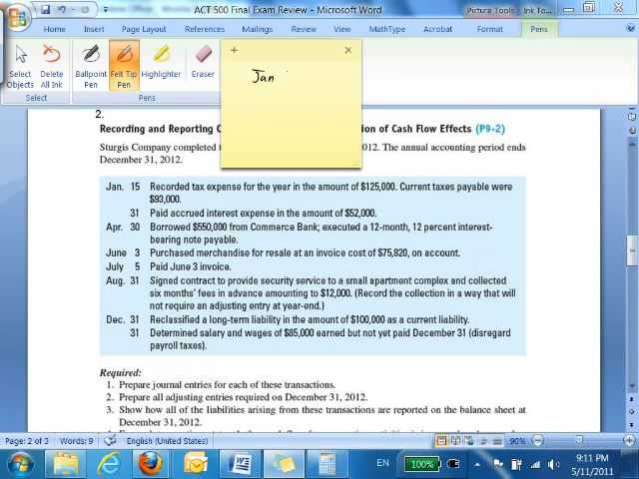Okay, first, January 15th. Recorded tax expense for the year in the amount of $125,000. Current taxes payable were $93,000. January 15th. So tax expense would increase by $125,000. Tax expense account. Expense increases, we put it on the debit side, right? So tax expense increase, we debit $125,000.